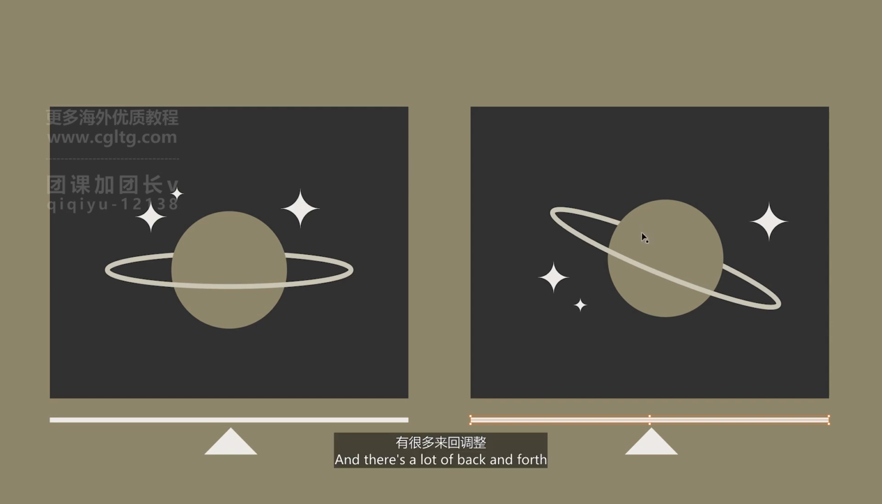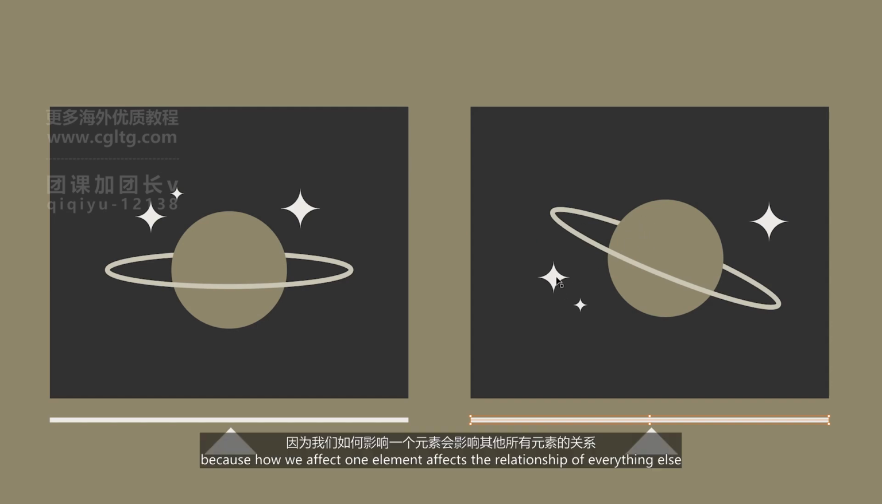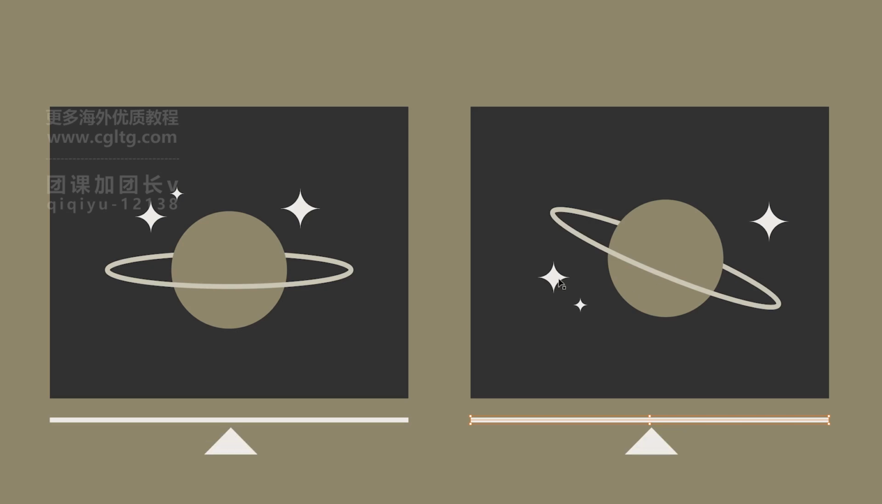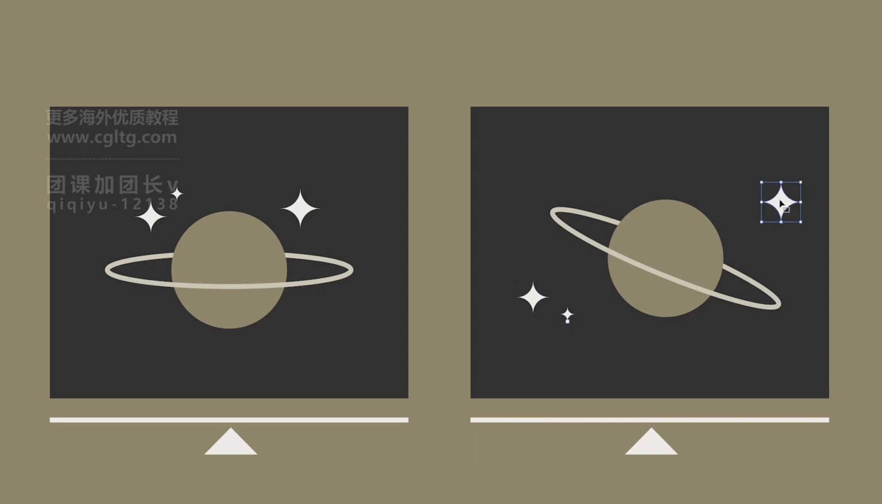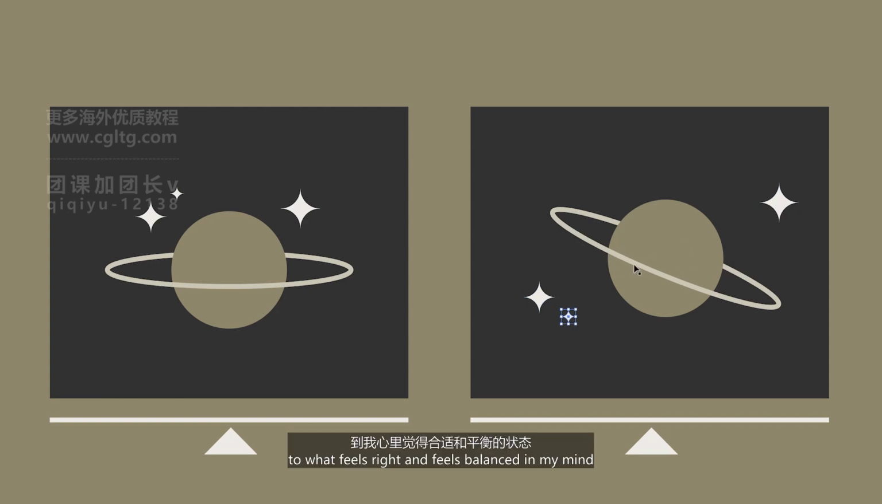And there's a lot of back and forth because how we affect one element affects the relationship of everything else. We can try spacing things apart. If we move these stars down here, maybe we'll want to move this one up here for balance. I really like this process. I think it's kind of a fun problem to solve, moving things around, getting hotter or colder to what feels right and feels balanced in my mind.